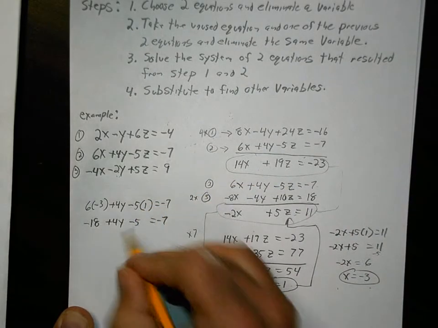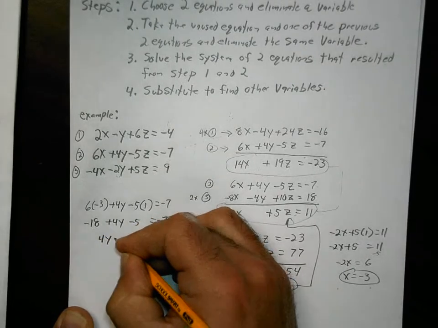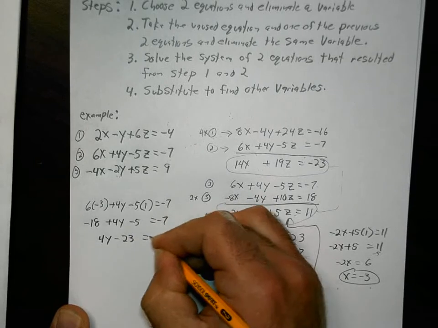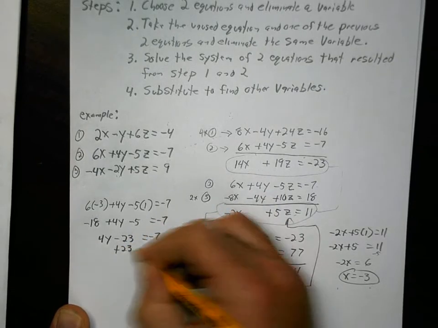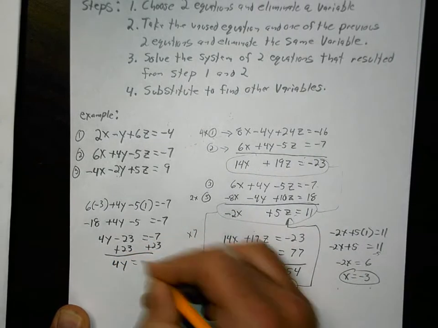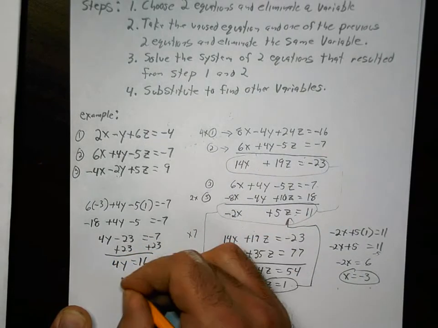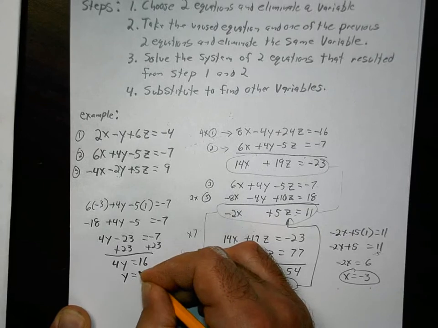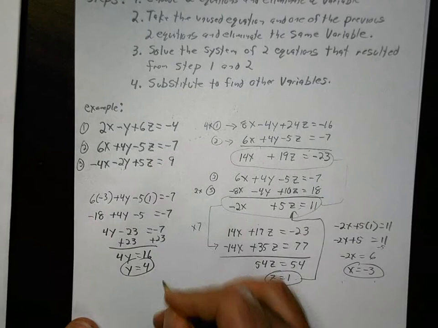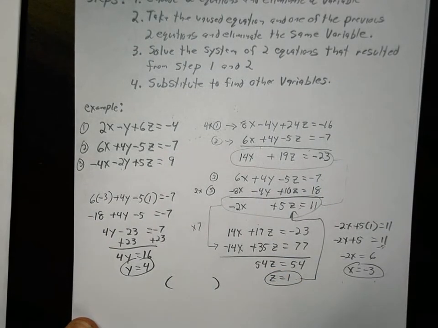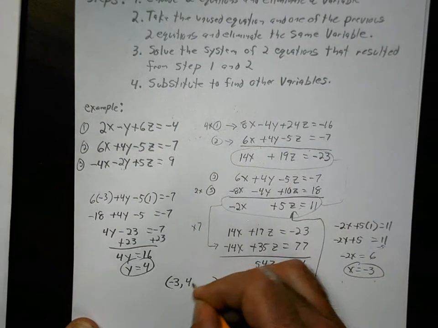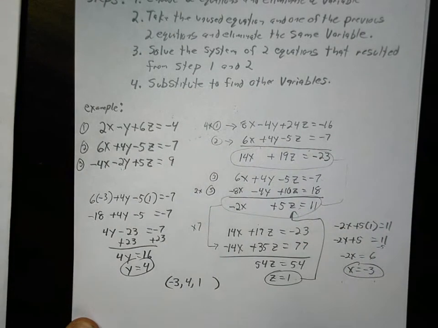So we add 23, and 4y equals 16. So it looks like I get y equals 4. So I have my x, y, and my z. I write my answer as an ordered triple. So x is negative 3, y is 4, and z equals 1. That's my solution.